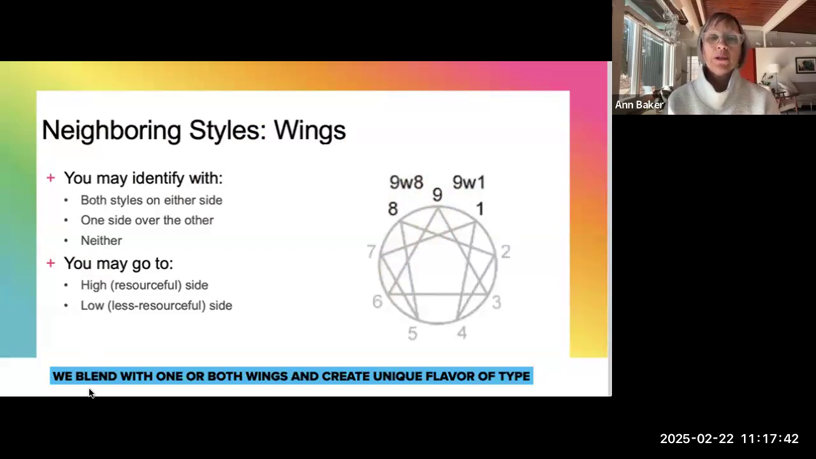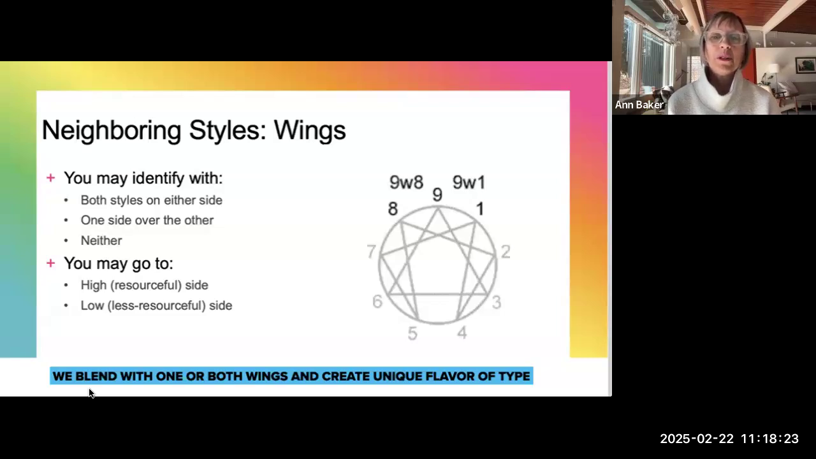Okay, so your neighboring styles are the wings. In this slide, there's an example of the 9, and the 9 is the peacemaker. The neighbors to the 9 are the 8 and the 1. And the 8 is, if you remember, the number that really embodies power and assertive action in the world. And number 1 has that quality of goodness and improving things and making the world a better place.